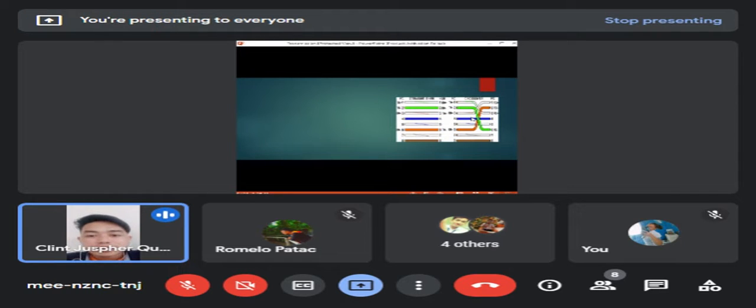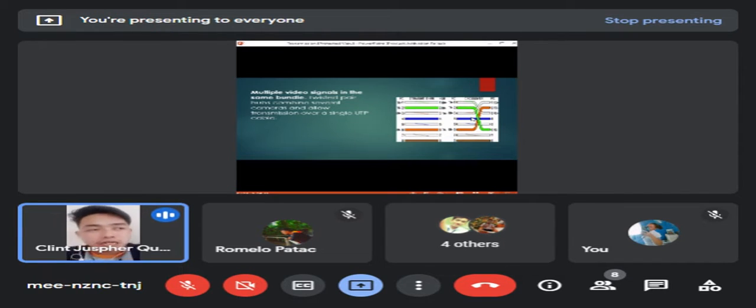Okay, the other uses of UTP. Multiple video signals in the same bundle. Twisted pair hubs combine several cameras and allow transmission over a single UTP cable. Just like what I said earlier, you can combine the signals from the different cameras through a hub, so you no longer need to cast many wires.